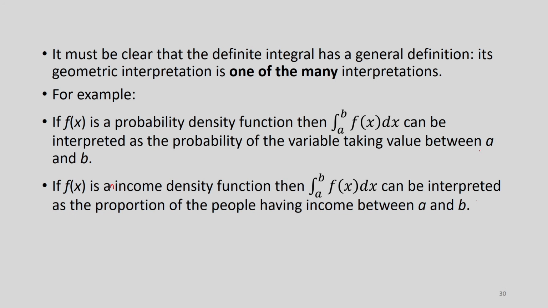Now, so f(x) is the income density function, then if I take the definite integral of f(x) within a particular range, a particular limit a to b, then how do we interpret that number, that definite integral number? It can be interpreted as the proportion of people having income between these two values, that is a and b.